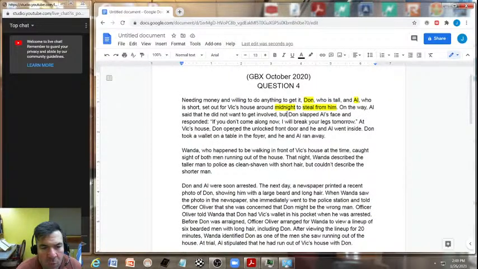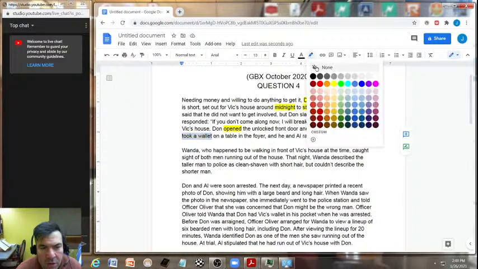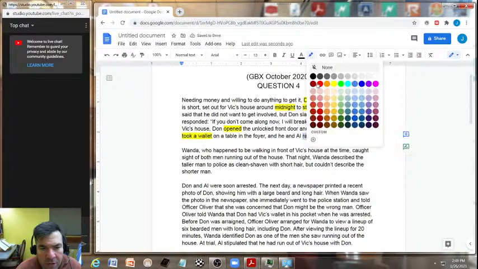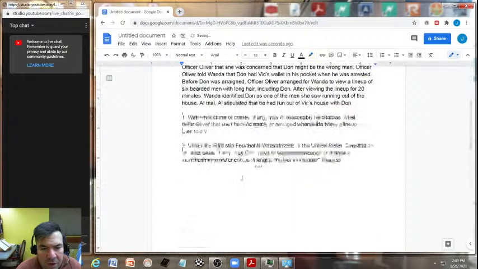Okay, so now, at this point, let's further read the paragraph. At Vic's house, Don opened the unlocked front door. So, opened, unlocked front door, and he and Al went inside here. These are gonna be important facts here in a minute. Don took a wallet on the table in the foyer, and he and Al ran away. So took the wallet and ran away right here. Okay, so let's issue spot this out.